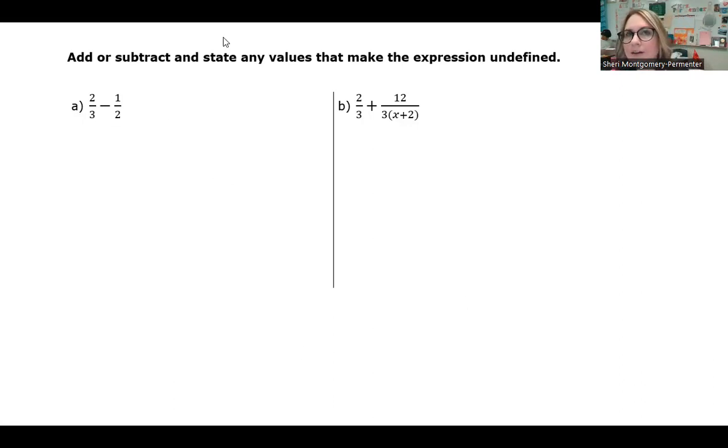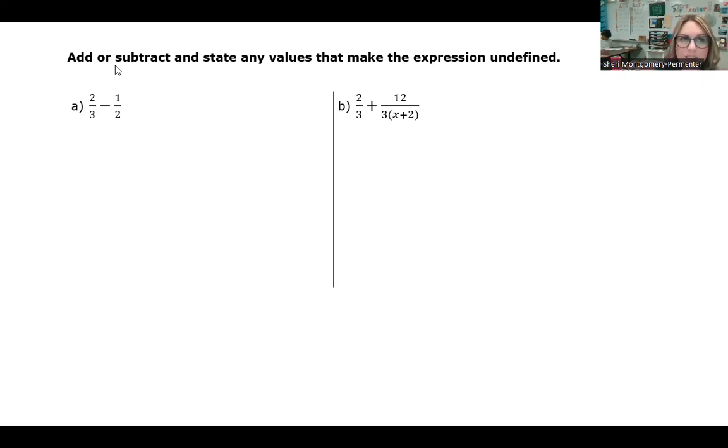So the directions say add or subtract and state any values that make the expression undefined. For the first problem, are there any x's or variables at all? So there's no undefined values. So we don't have to list any. But the first one is just a review of what we need to do to be able to add or subtract fractions. So step number one says that you have to have a common denominator.